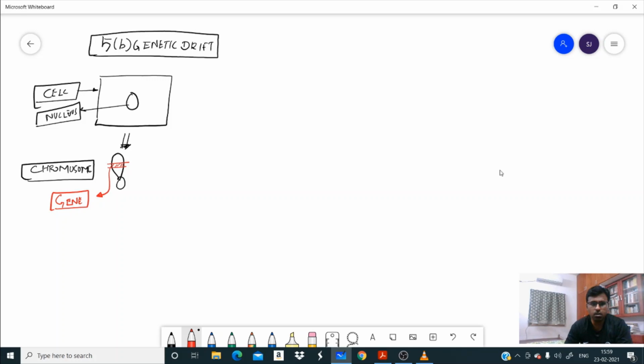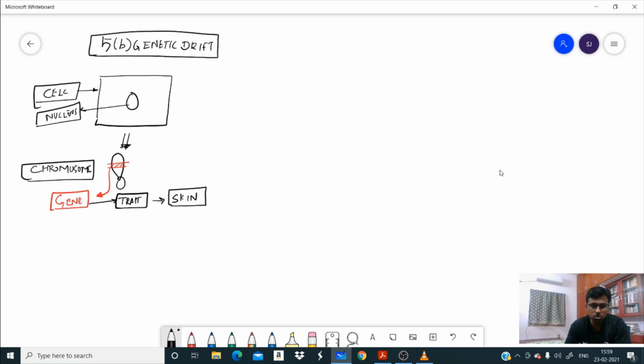This gene codes for a particular trait. For example, I will assume that the gene in this case, red, is coding for black skin color. In the normal way, skin color is determined by a large number of genes. It is not based on one single gene, but for the sake of example, I am taking a gene in a chromosome which is coding for a particular trait, which is skin color.